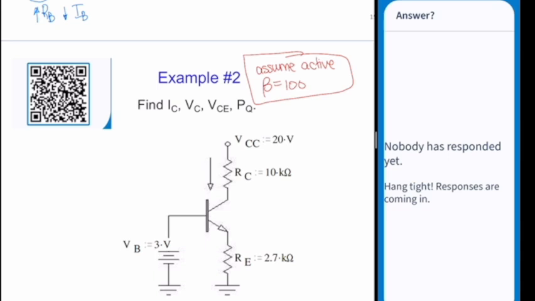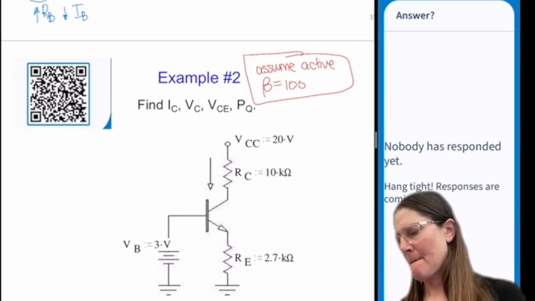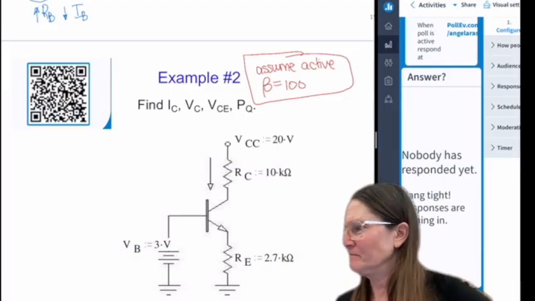I might be wrong. It's going to be IB plus IC, the current IC, which is, we know that the beta is 100.